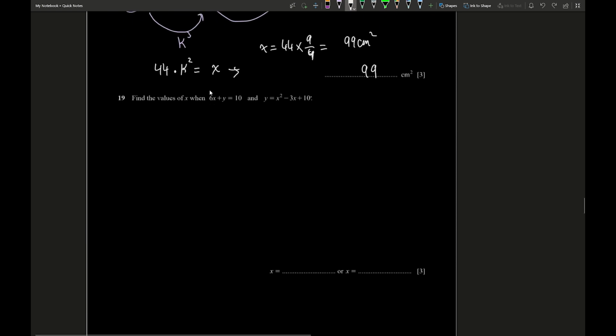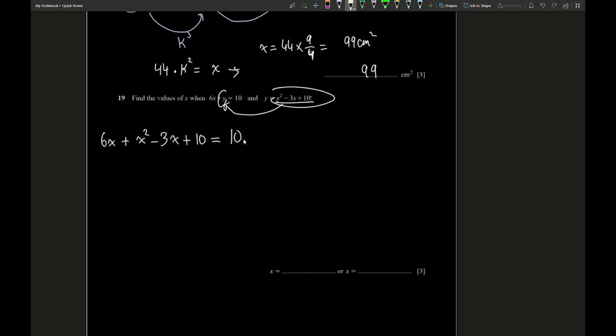Now, to do this, you'll have to make y the subject in the linear equation, or you can actually just straight up substitute this into this. So we'll say that 6x plus y, which is actually equal to this, so 6x plus x squared minus 3x plus 10 is equal to 10. You can just subtract 10 from both sides, ending up with x squared plus 6x minus 3x, which is plus 3x, is equal to 0.